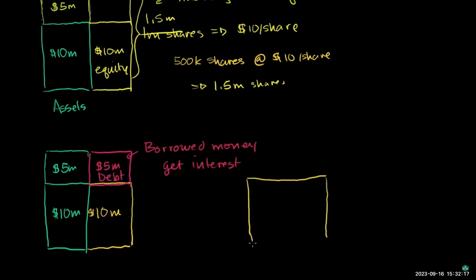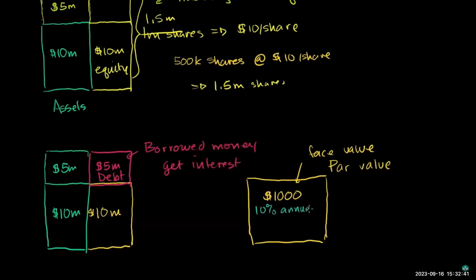So I issue these certificates. They have a face value of $1,000. This is my face value. Or sometimes you'll hear the notion of par value. And I'll say what interest I'm going to pay on it. So let's say I say it has a 10% annual coupon. And it's actually called, even though this is the interest, I'm essentially going to pay $100 a year.